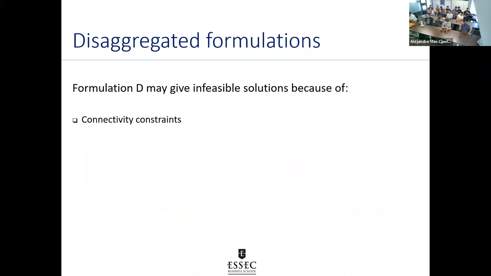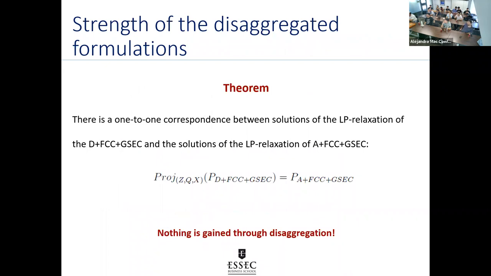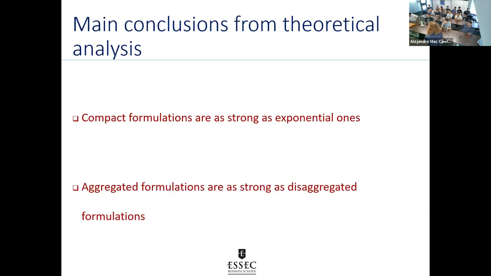formulation. If you insert both of them, what you obtain is that you do not gain anything from disaggregation. So if you take the disaggregated formulation, including generalized subtour elimination constraints and fractional capacity cuts, then the value of the linear relaxation is exactly the same as the one of the aggregated formulation. So the disaggregation doesn't give you anything. And if it doesn't give you anything, even though you have more variables, better not to use it. So this was our conclusion, at least theoretically speaking.